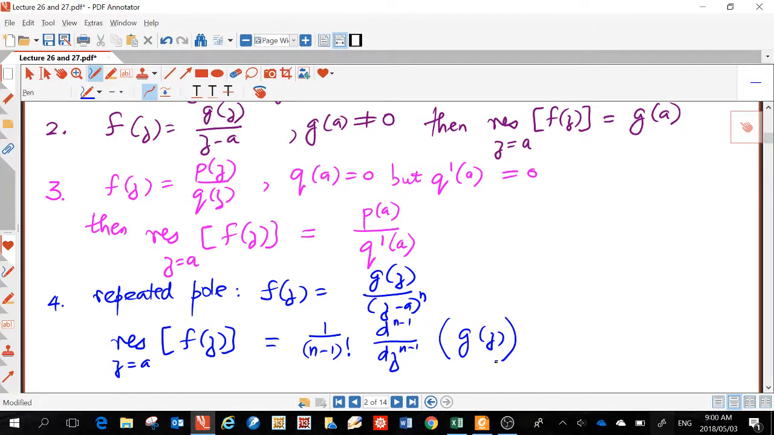So if there's (3z - a)^3, then you have 1 over 2 factorial, (a - 1), 2 factorial. And then you have second derivatives. So you take g(z), whatever the numerator is, differentiate it twice. You can plug in a, z equals a. Plug in z equals a, that's the answer.